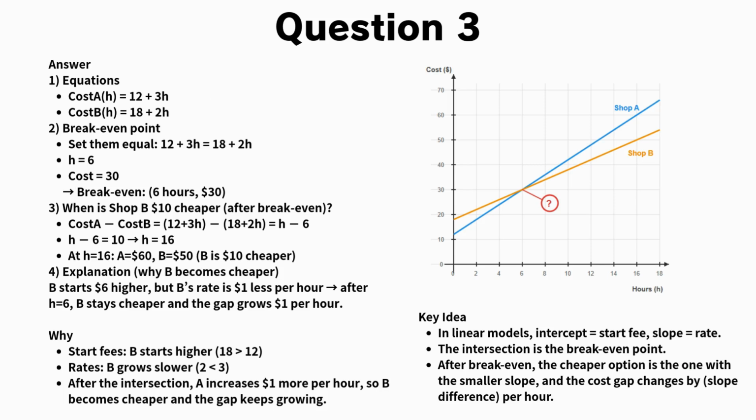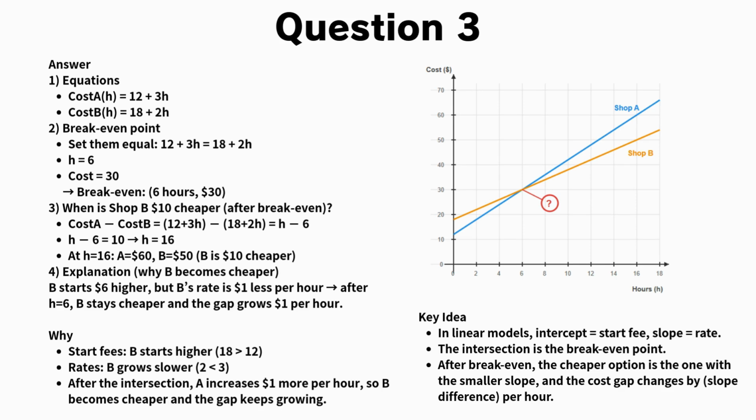Alright, let's go through question 3 together. We'll start by turning each sentence into a linear model, and then use those models to answer each part of the question step by step. The key to this problem is to read each sentence as a linear model. Start fee is the intercept, and cost per hour is the slope.